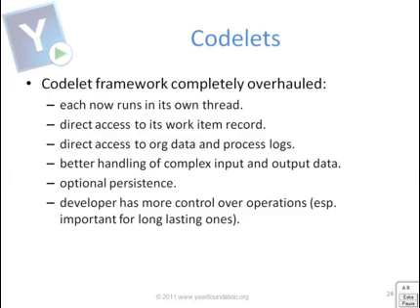They have direct access to the work item that started them, so they can use any of the data that's included in the work item. They have direct access to all of the org data and all of the process logs of the resource service. So you can write code that directly retrieves that sort of information from the resource service.